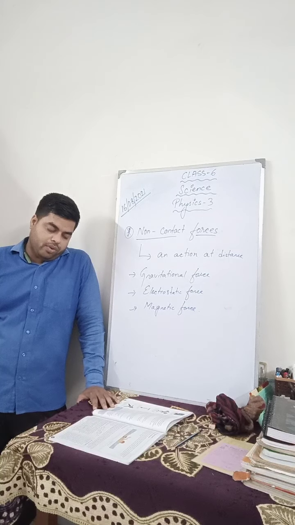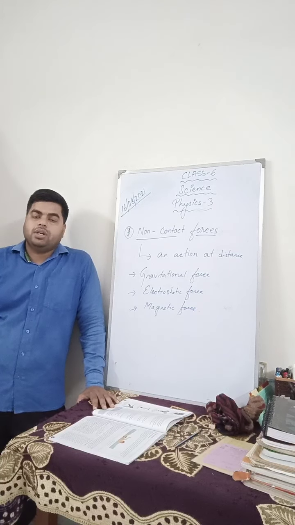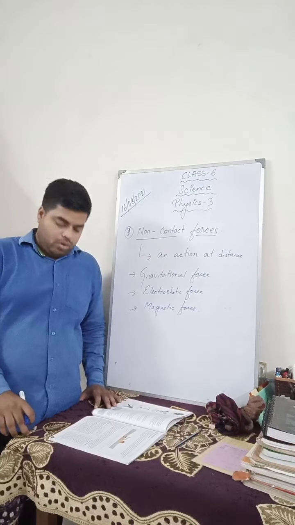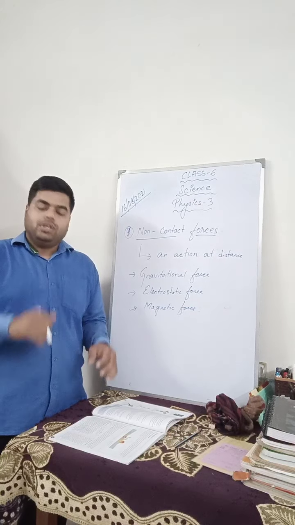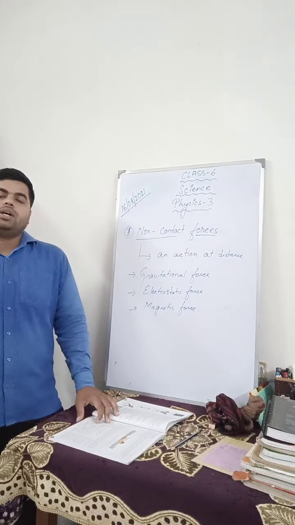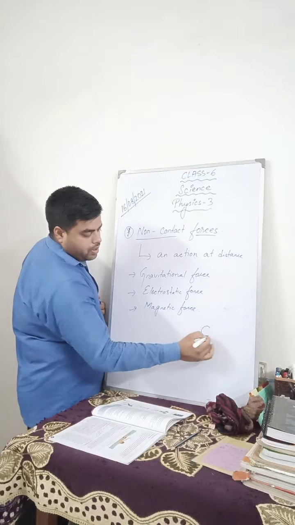The gravitational force exerted by the sun causes the revolution of the planets around the sun in their orbits. It is because of the sun, because of the gravitational force, that the planets have an orbit.